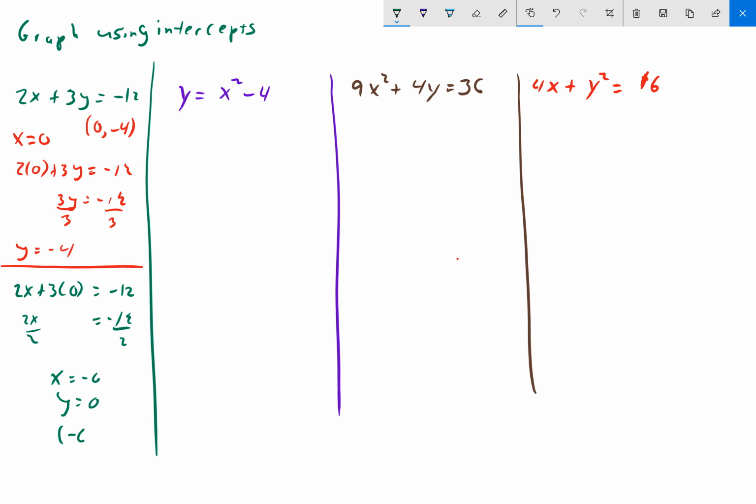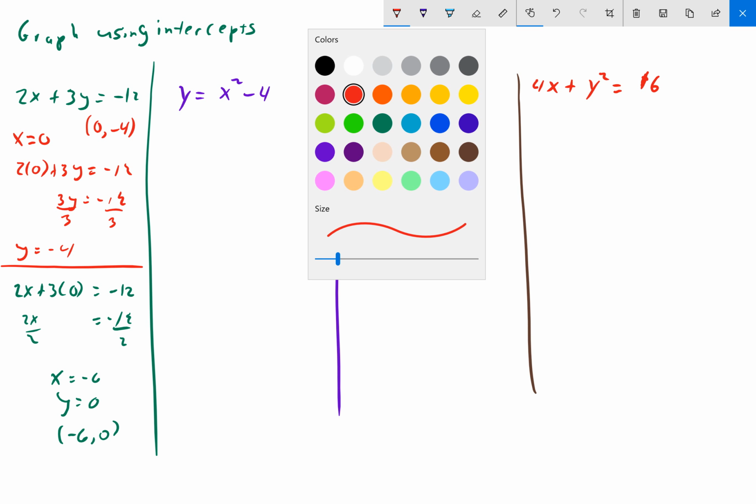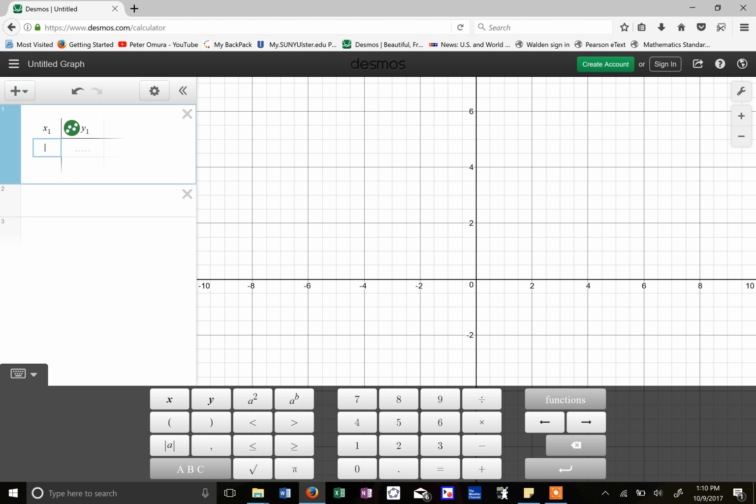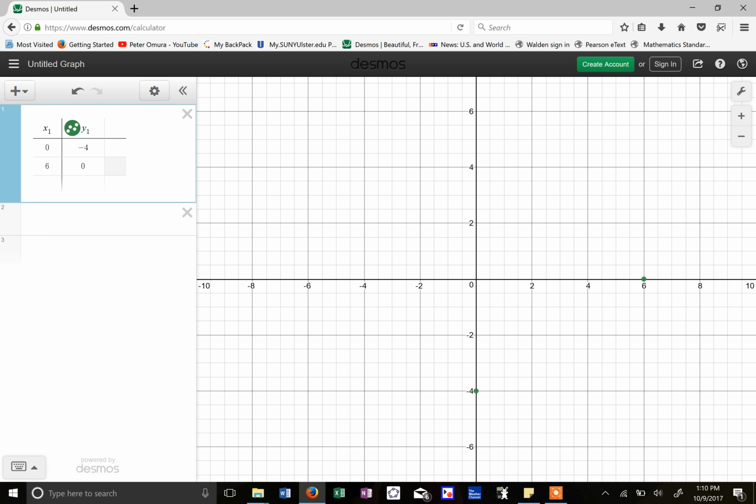It's raining very hard. -6, 0. And my first point was 0, -4. Now, because these are both to the first power, this ends up being a linear equation. Since I know it's a linear equation, I can just take a look at these two points, 0, -4, and -6, 0, and let's see what happens when I put them in.